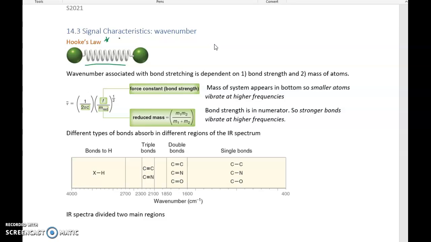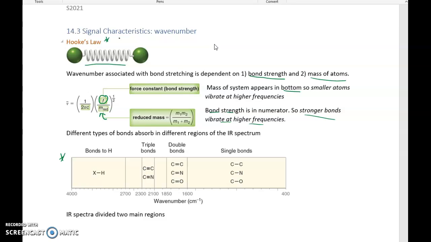So the wave number associated with bond stretching is dependent upon the bond strength, which is going to be this number here on the top, and the mass of the two atoms, which is going to be down here at the bottom. Now, the mass of the system appears at the bottom, so smaller atoms will vibrate at higher frequencies. We will expect to find smaller molecules on the left side of our spectrum. Bond strength is in the numerator, so we expect stronger bonds to vibrate at higher frequencies. So we expect those to also be on the left side.